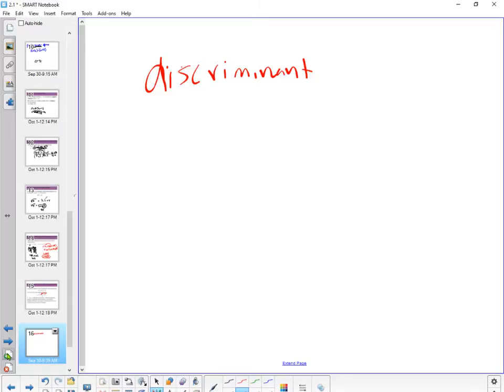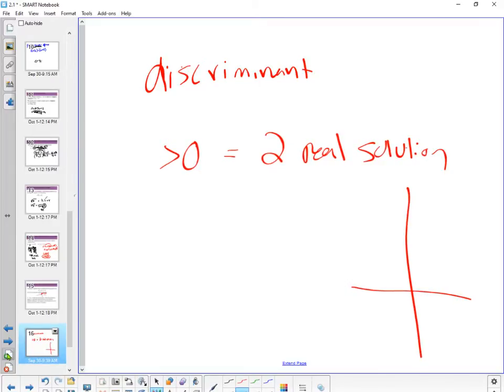So please do not confuse what I'm about to say with the factoring business. If what you get there is an integer, then it's factorable. If the discriminant is greater than 0, then you are going to be able to get two real solutions out of it. That means you have some parabola that crosses the x-axis twice. Simple enough? Okay? If your discriminant is equal to 0, then you're going to get one real solution.